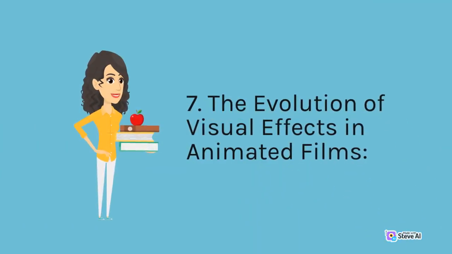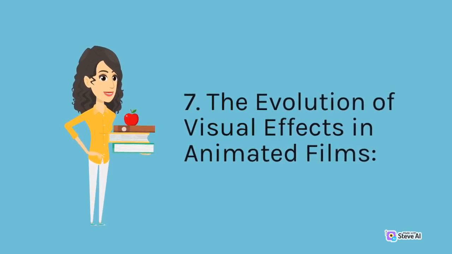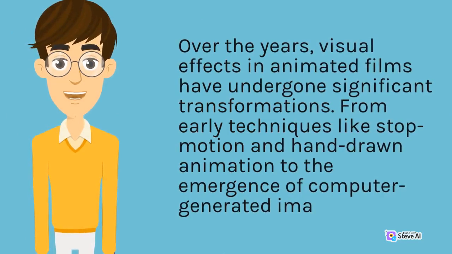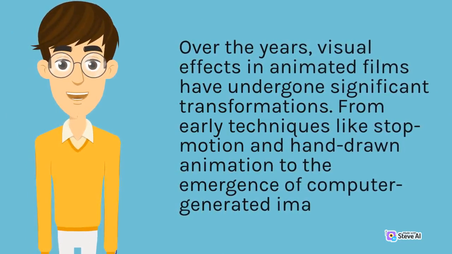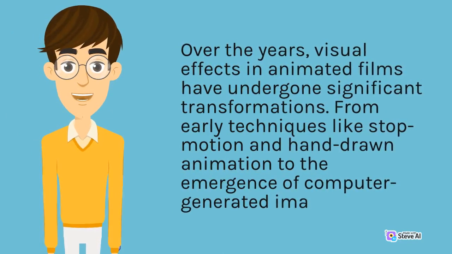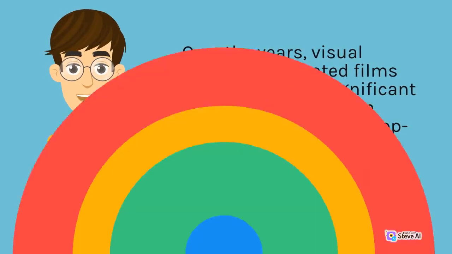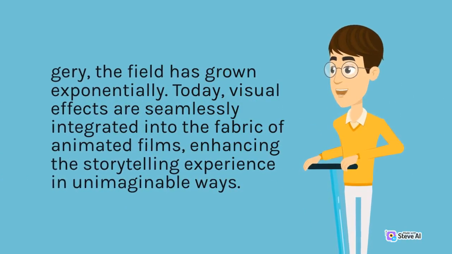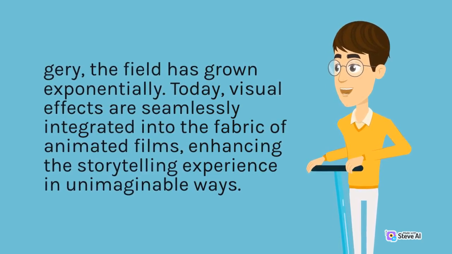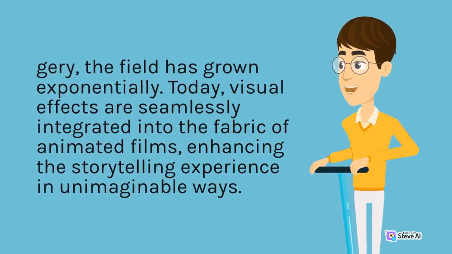7. The evolution of visual effects in animated films. Over the years, visual effects in animated films have undergone significant transformations. From early techniques like stop motion and hand-drawn animation to the emergence of computer-generated imagery, the field has grown exponentially. Today, visual effects are seamlessly integrated into the fabric of animated films, enhancing the storytelling experience in unimaginable ways.